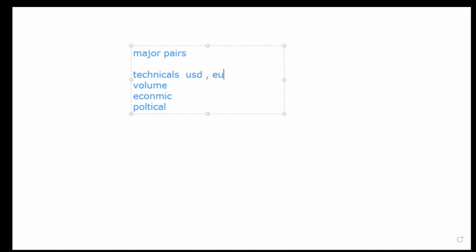And the second is Euro. And the third, approximately, you can say, NZD, the New Zealand pair, and AUD, the Australian pair. Okay, CHF.